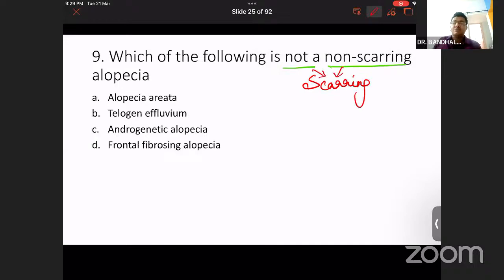If you see the options, you may not know which one is scarring and which one is non-scarring. But in these options, you can make out easily. There is a condition given as fibrosing. Whenever there is fibrosis, there will be no hair growth. So frontal fibrosing alopecia will be the correct answer in this question, right?